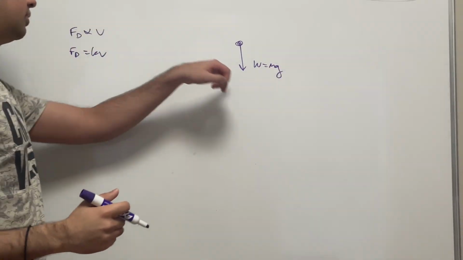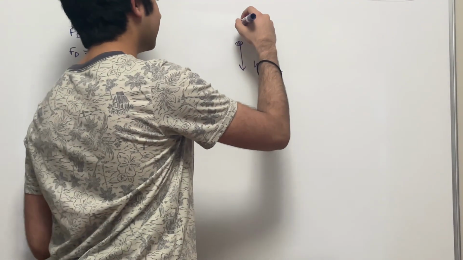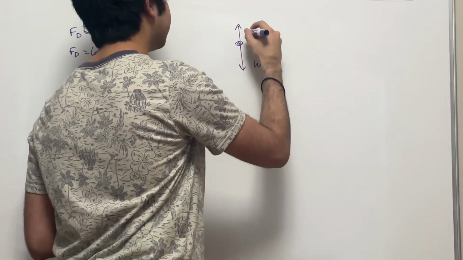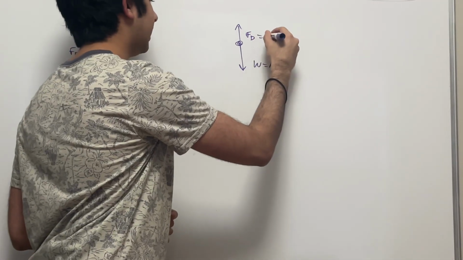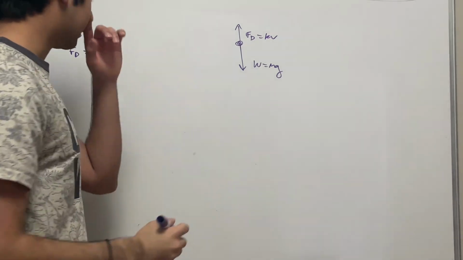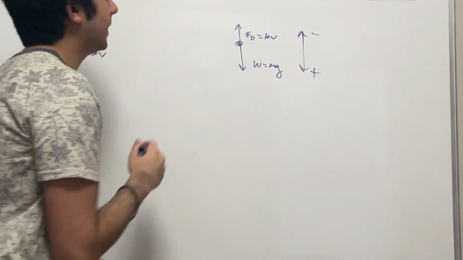But now we don't just have the force of gravity. We've got the force of air resistance pulling up on it. So we're going to have some force of drag, and that's equal to kV, kV in the opposite direction. It's like the counter force. We'll define downwards as positive, upwards as negative.